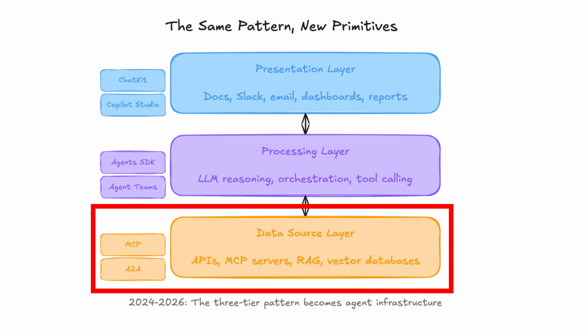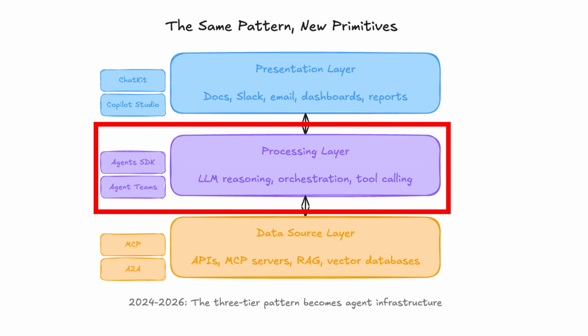Now map this directly to agents. The data tier becomes the data source layer. We're talking about APIs, MCP servers, RAG pipelines. Anywhere raw information lives is your data source. The application tier becomes the processing layer. This will include LLM reasoning, orchestration, tool calling, the intelligence that decides what to do with the data.